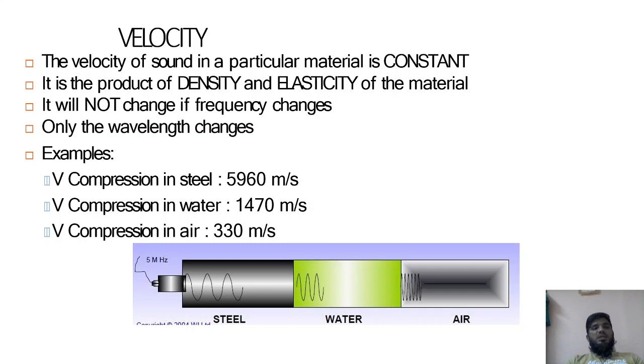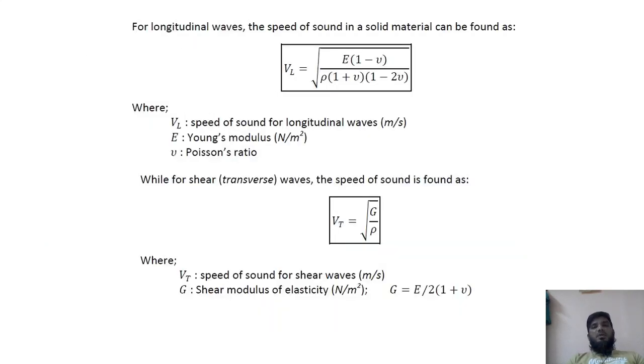In this we have seen that the velocity of compression or longitudinal waves is about 5960 meters per second in steel, whereas in water it is 1470, and in air it is 330 meters per second. The formula for longitudinal waves is V_L equals the square root of E(1 minus mu) over rho(1 plus mu)(1 minus 2 mu), where mu is Poisson's ratio and rho is density. For shear waves, V_T equals the square root of G by rho, where G is the modulus of rigidity and rho is density.